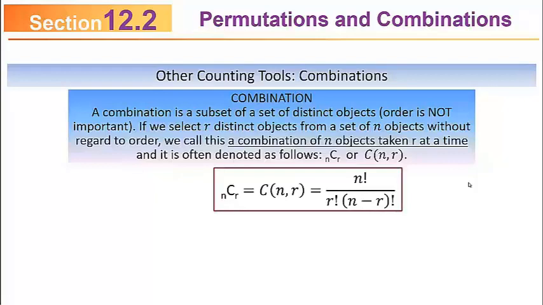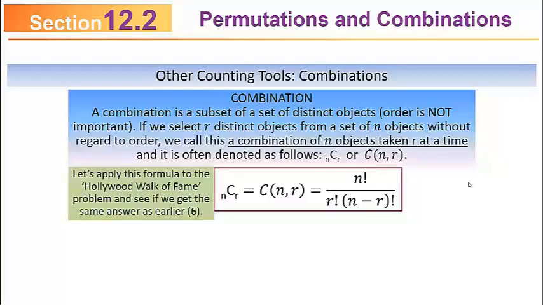And there's your formula. Combination of N things taken R at a time is N factorial in the numerator, and in the denominator it's the product of R factorial and N minus R factorial. That's the formula when order doesn't matter. If we apply that to that Hollywood Walk of Fame star problem, remember we got an answer of 6 when we did it by brute force. Let's see if we can get the same answer by plugging in.